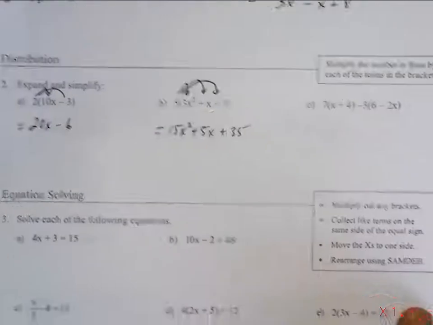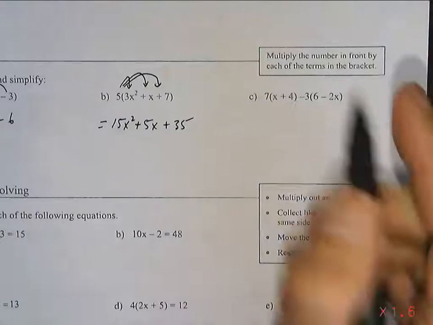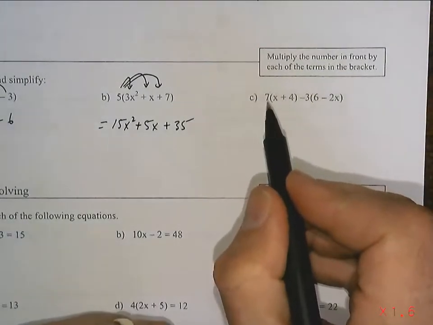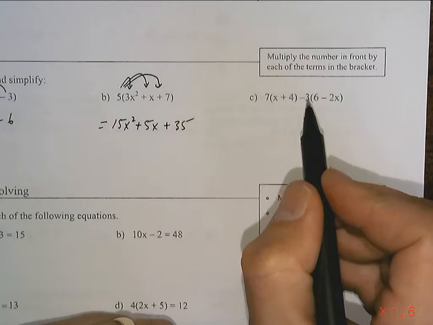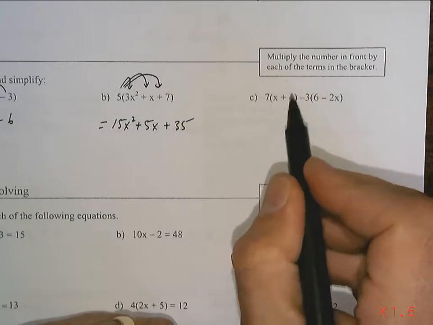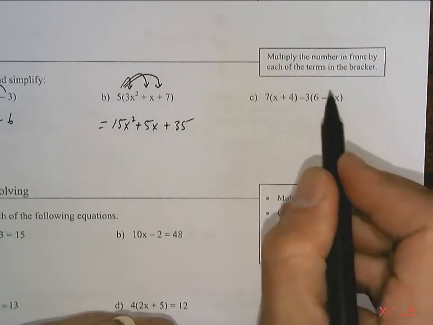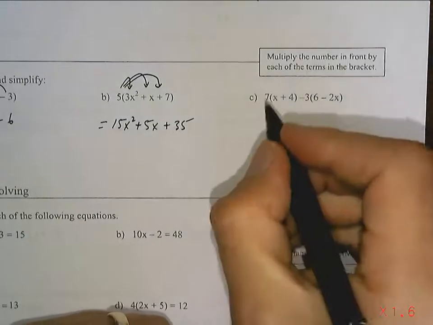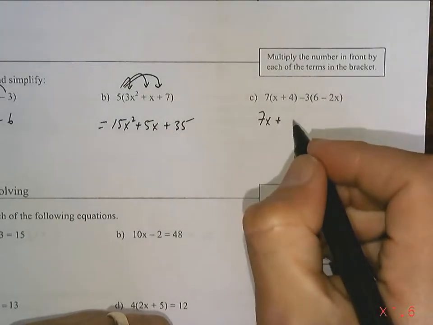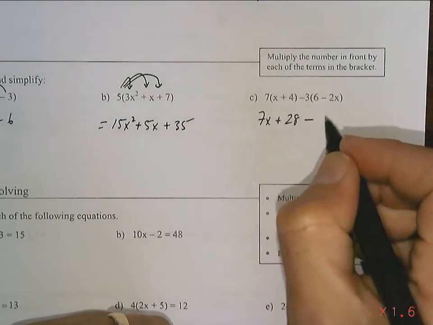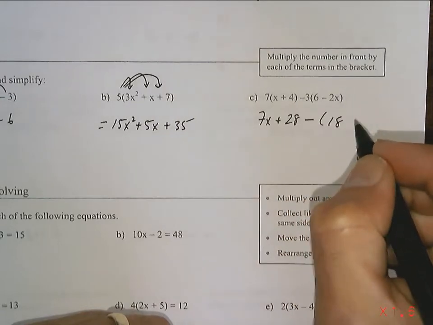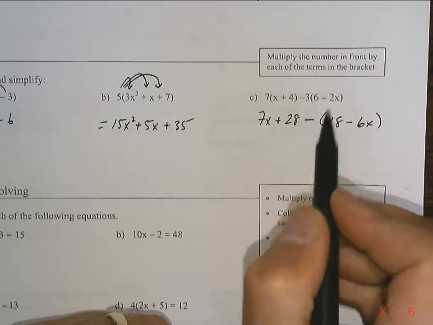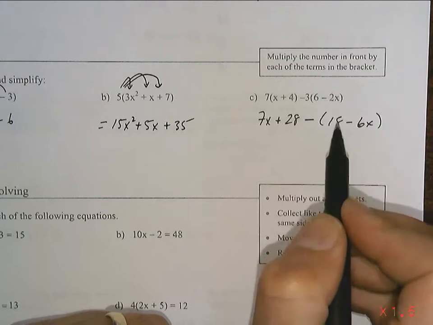Done. Next. 2 sets of brackets, each with a number outside multiplying it. Then I need to subtract this product from this product. Brackets are going to help you here. This is going to be 7x plus 28 minus 18 minus 6x. So what I did was I took that 3 into both of them. That's one way to think about it.